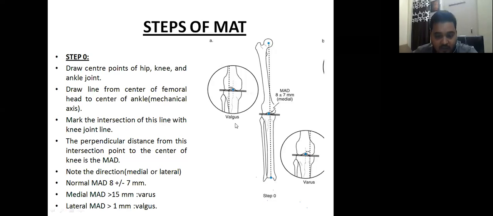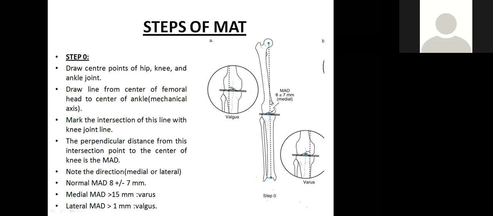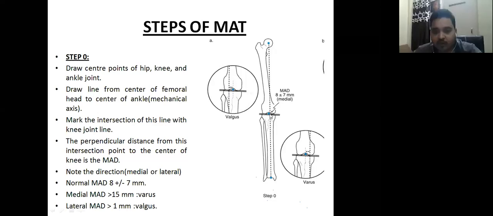So now how can we quantify how much varus and valgus is present? For that, we have to mark the center point of the knee joint. The center point of the knee joint is shown here as the blue dot. As we have drawn the mechanical axis, we then measure the distance between the center point of the knee joint and the point where the mechanical axis passes perpendicular. That distance is the mechanical axis distance, MAD. Normally, the mechanical axis distance is 8 plus or minus 7 millimeters.